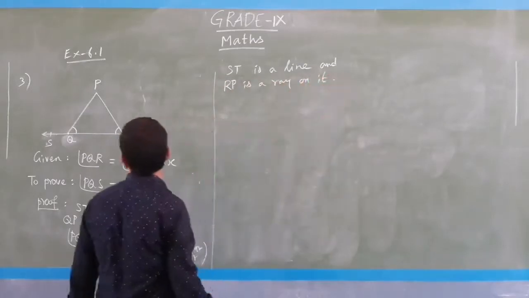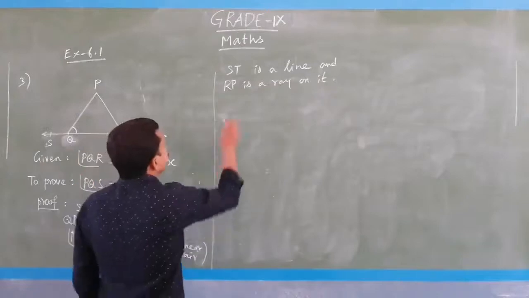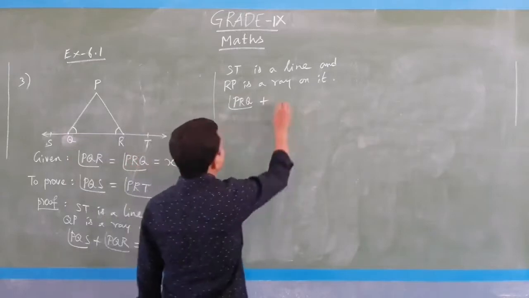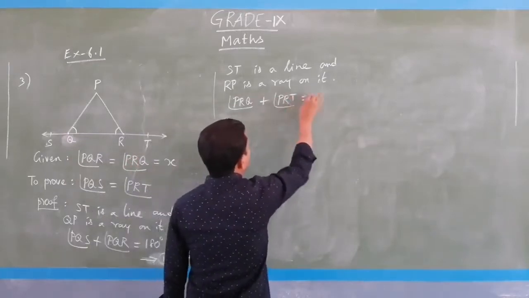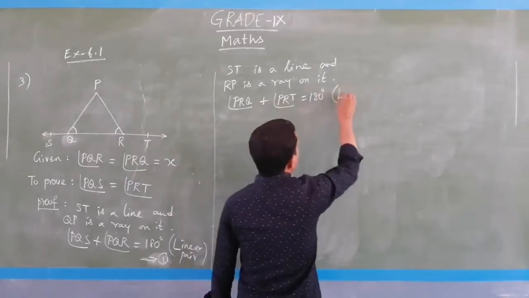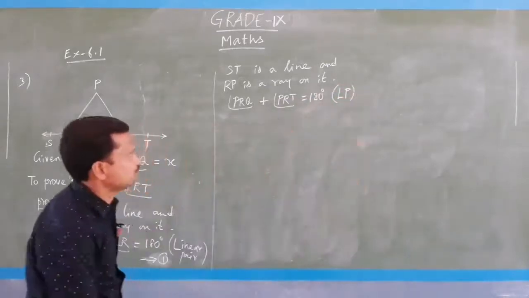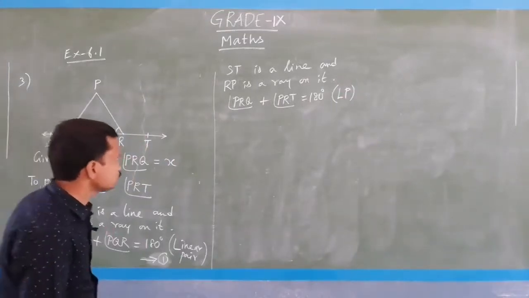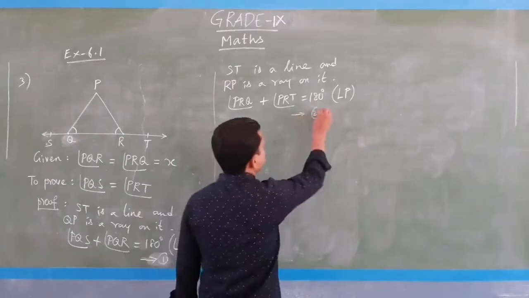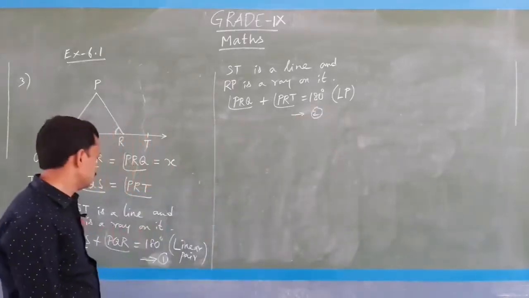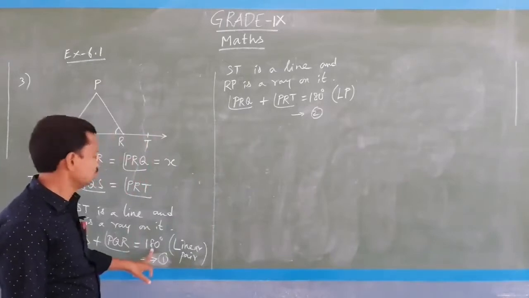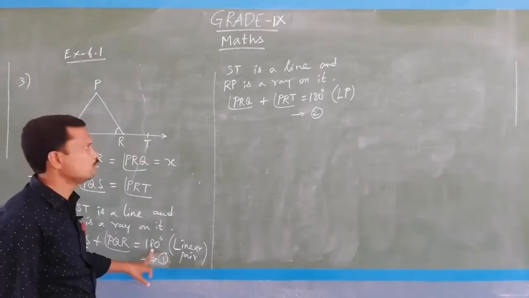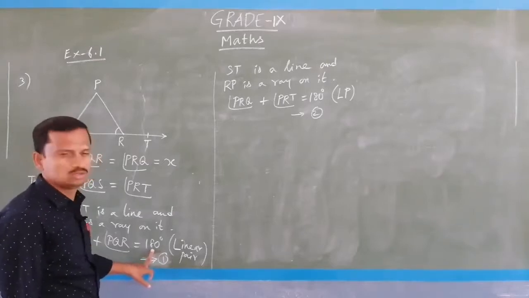Then what happens? We get angle PRQ plus angle PRT, both equal to 180 because of linear pair of angles, L P, that means linear pair of angles. Okay. And now we can name it as equation number 2. In both equations you can see 180 degrees on the right side. So, therefore, they are equal. So, right side equal means in these two equations the left side also becomes equal.